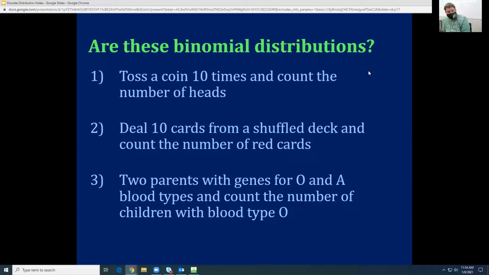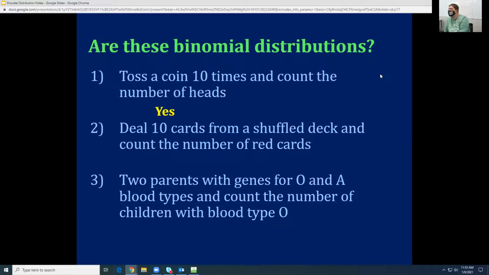Number 2, are there a fixed number of trials that I'm going to run in this particular experiment? Yes, it's telling me I'm going to flip it 10 times. So number 2's met. Rule number 3, is the probability of each trial the same? Yes, every time I flip the coin, what's my percentage chance of heads versus tails? 50-50 in this particular case. It doesn't always have to be 50-50, but in this case it is. So the 10th flip or the first flip, the percentage will remain the same. So this is a binomial distribution.